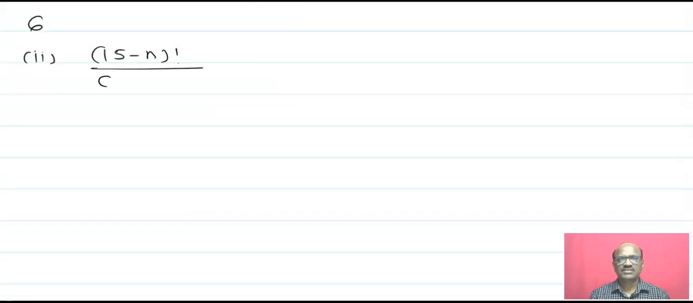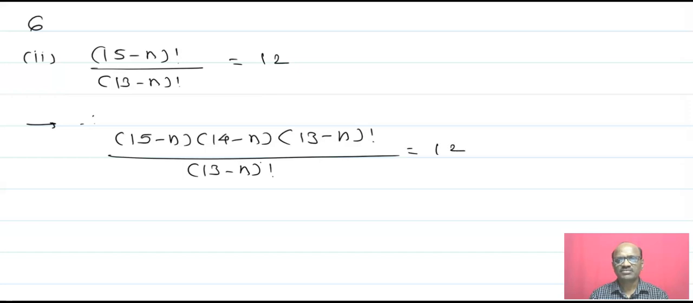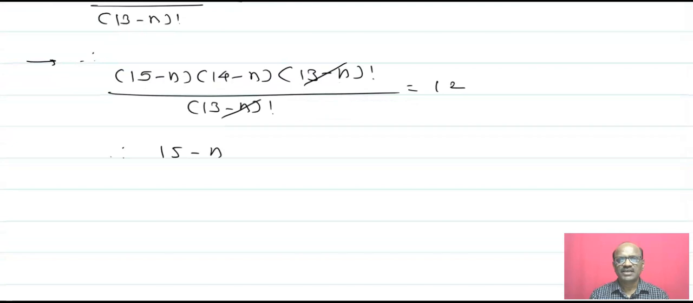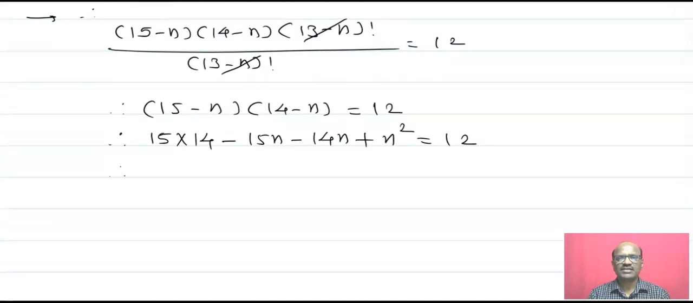Number 6, question number 6. (15 − n)! / (13 − n)! = 12. So (15 − n)(14 − n)(13 − n)! / (13 − n)! = 12. These two terms get cancelled, and therefore (15 − n)(14 − n) = 12. Now the multiplication: 15 × 14 − 15n − 14n + n² = 12. Therefore, n² − 29n + 210 − 12 = 0.